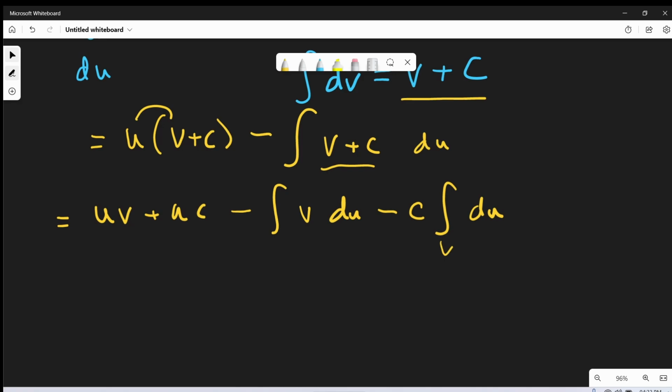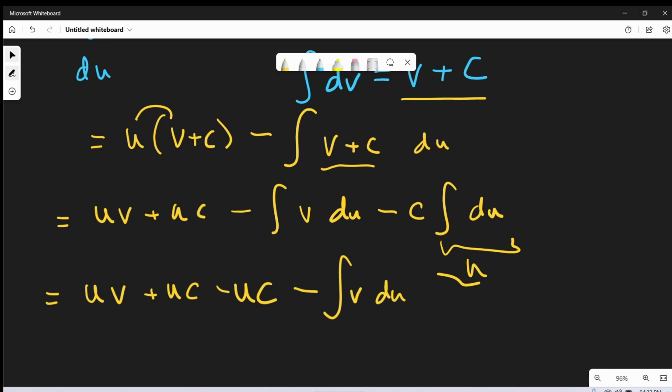But we know this integral of du is just going to be u. So putting that all together, we have our uv, plus our uc, and then the integral part has a uc that we're subtracting, minus v du. And what happens is these cancel, and we get back to the same integration by parts formula we're used to. So even if we use our constant here, we still get the same formula. And I think that tells us why we always ignore the c: because we don't need it.